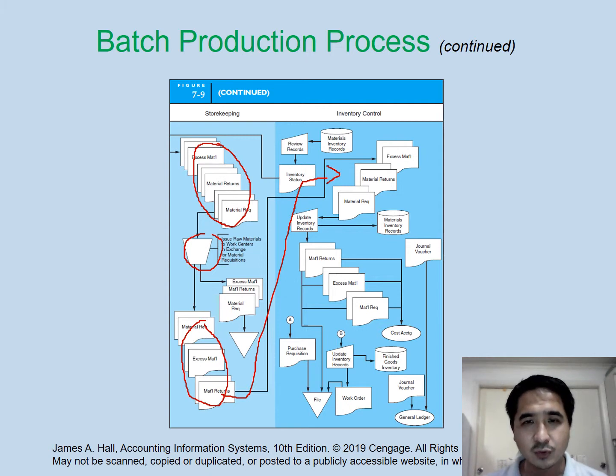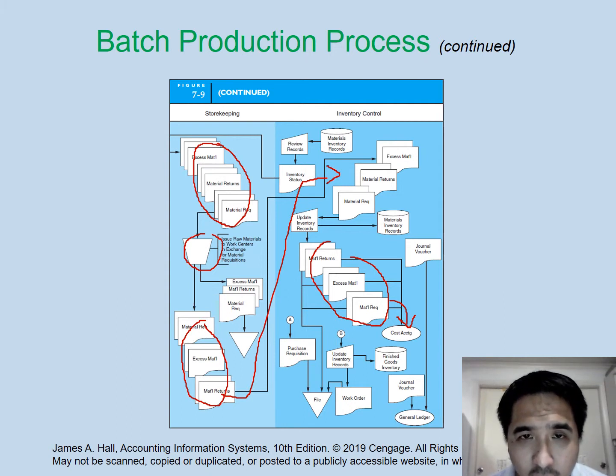And then information on the materials requisition will also go to the cost accounting here. Okay, but important items that we need to consider as part of the task performed by inventory control is the after the production is done, specifically on a per work order basis, this letter.